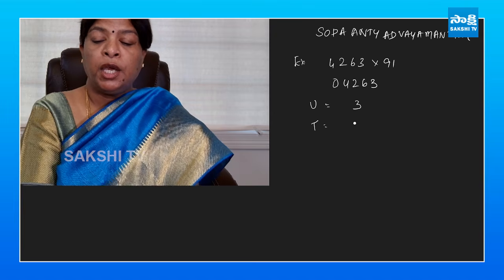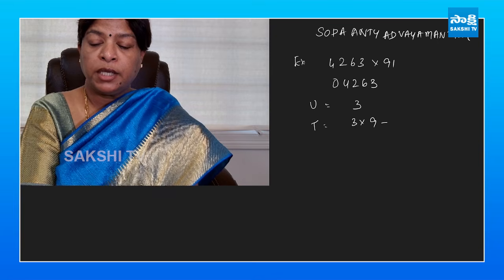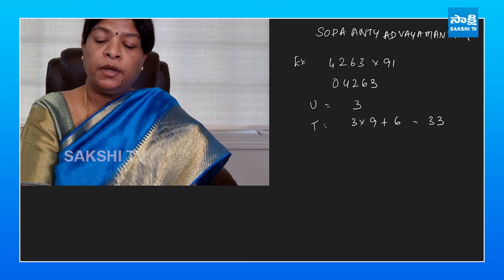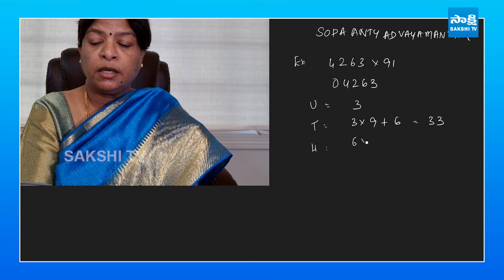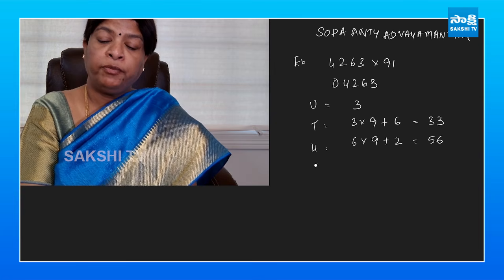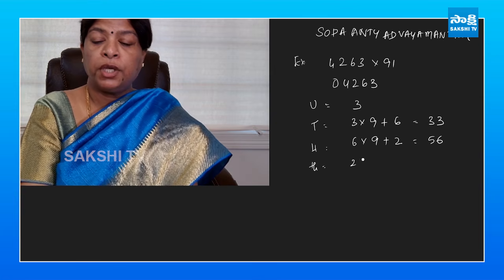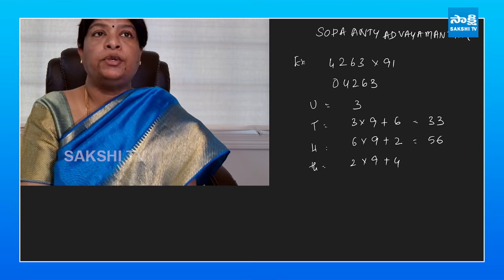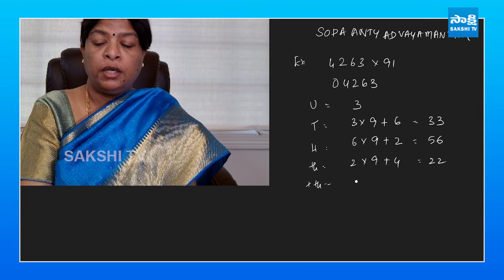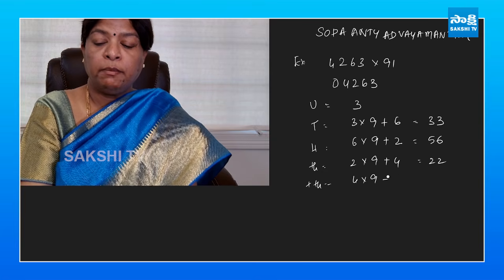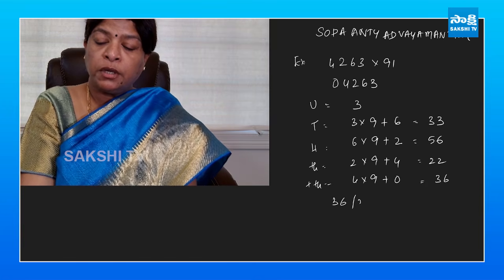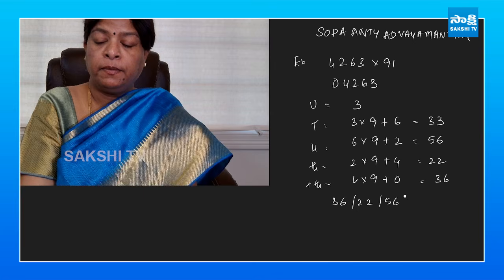For the tens place, we multiply 3 times 9 plus 6. So 27 plus 6 is 33. Hundreds place is 6 times 9 plus 2, 54 plus 2, 56. For thousands place, 2 times 9 plus 4. So 18 plus 4, 22. For 10,000s, it is 4 times 9 plus 0, 36. So write down the numbers and apply the balancing technique.